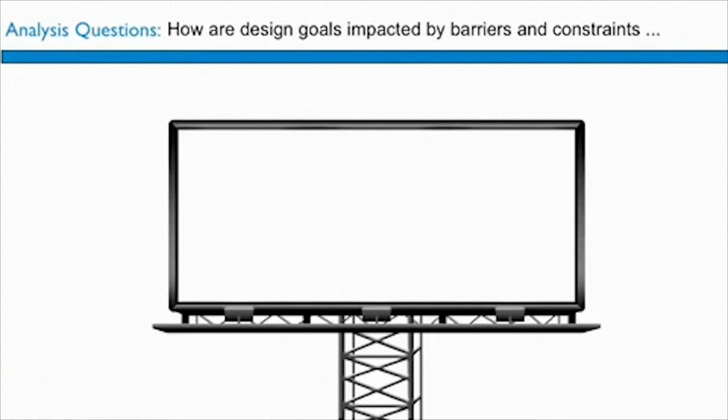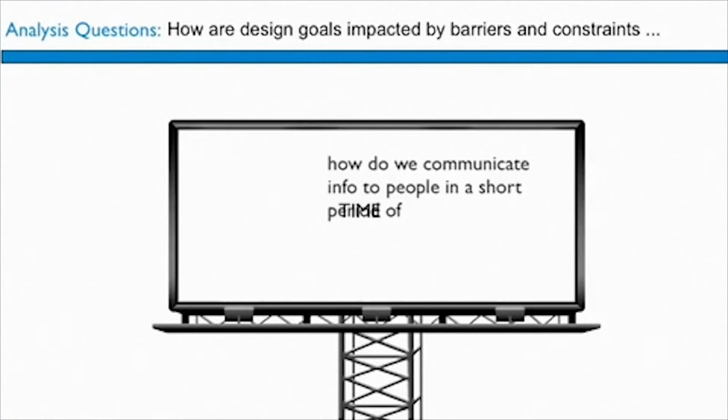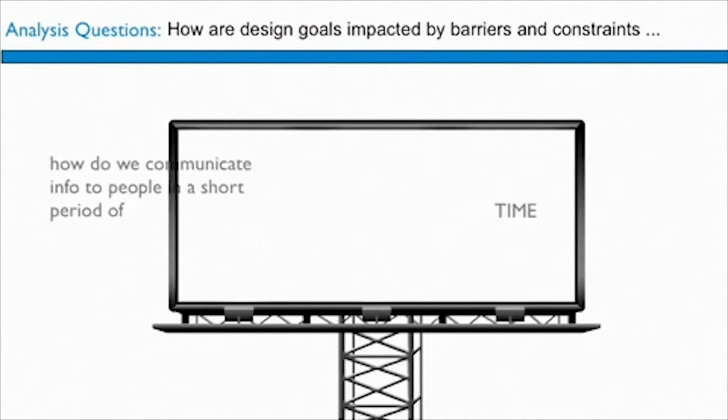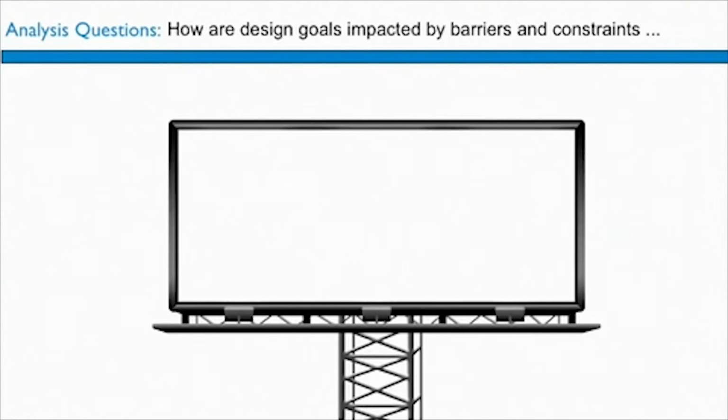The other barrier to take into consideration is time. So this deals with the problem of how do we communicate information to a large number of people over a short period of time. Now, I used some moving text there to give an example of how if you're trying to communicate a lot of information and you only have a very short period of time to do it, that can be quite a challenge that you have to think about.